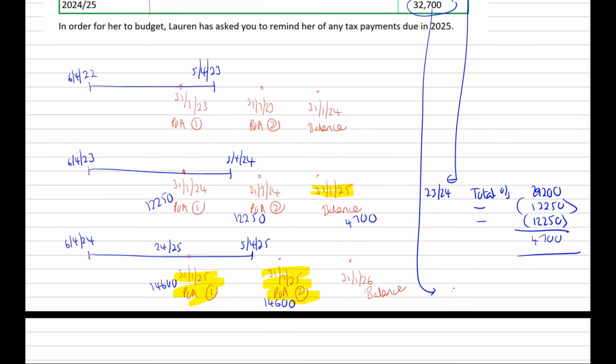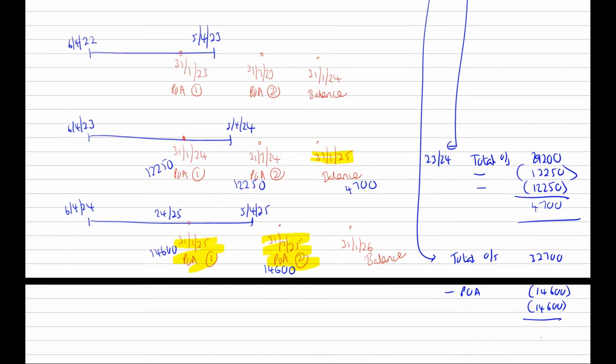So the total outstanding is 32,700. I would then deduct the payments on account. I made 2 of them. And that will tell me how much needs to be paid as a balancing payment in January 26.